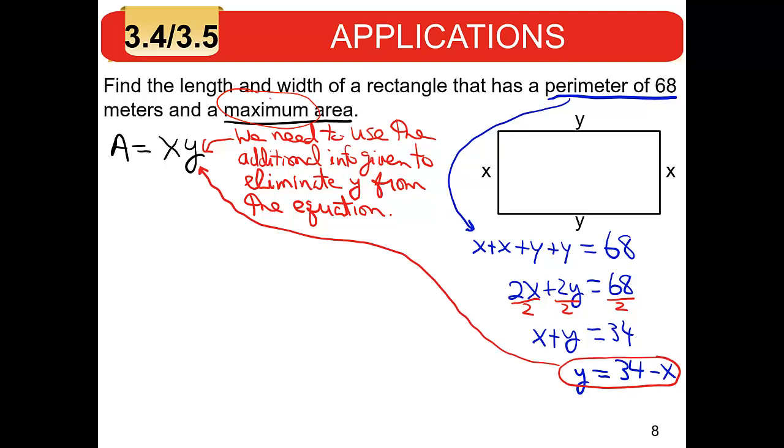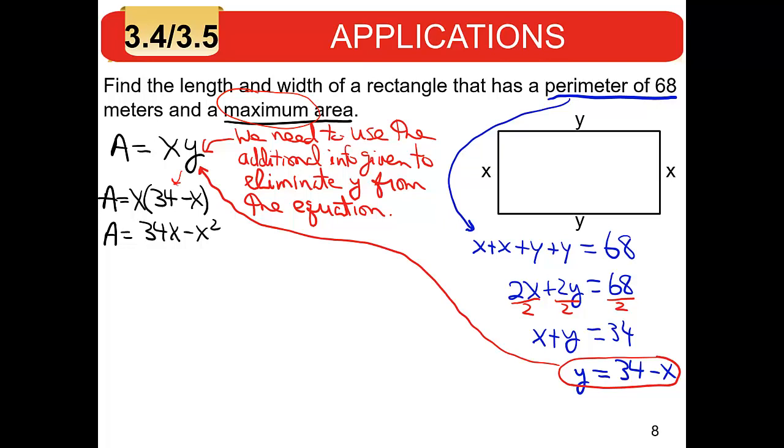So now that I know that y is 34 minus x, I go back to the original equation and get rid of the y and put in 34 minus x. Now I've done what I set out to do. I've gotten rid of the y in the equation for the area. That's a product, and it's an easy product, so I'll go ahead and multiply it out. That's 34x minus x squared, and that's the equation that represents the area of that rectangle.